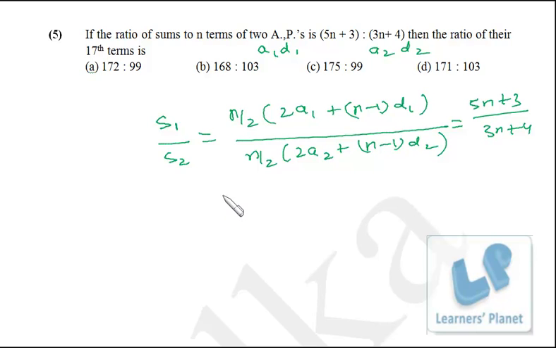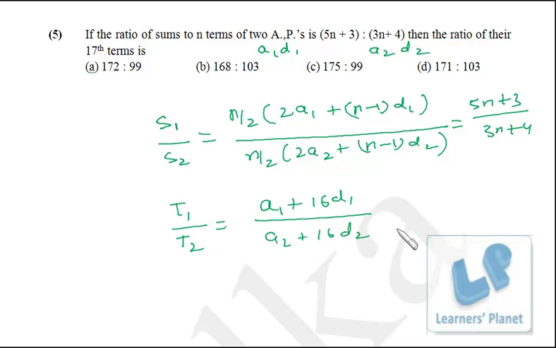So we have to find out the ratio of the 17th term. The 17th term is A1 plus 16 D1 and here it is A2 plus 16 D2. Now you can see this is cancelled. Now there is no direct method to solve this problem.